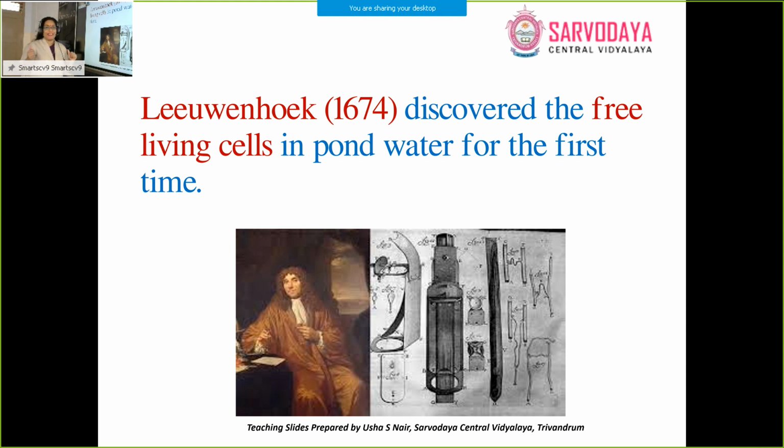Now we come to another scientist. You must be wondering, what a name. Leeuwenhoek. In 1674, he discovered the free living cells in pond water for the first time. So he has a different discovery. I put a name so that you know who is who, otherwise you won't know the scientist. So we are done with two scientists: Robert Hooke, the cell, and Leeuwenhoek, who discovered free living cells in pond water. It has not stopped, we have to move forward.